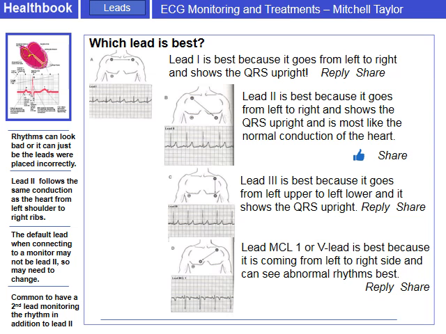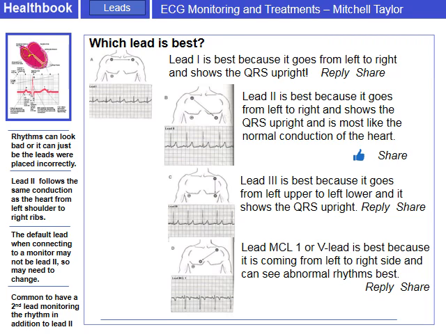Okay, which lead is best? Lead 1 pops up and says, hey, I'm best because I go from left to right and I show the QRS upright. So in different leads on the monitor, you would choose the dial and you'd say dial over to lead 1, lead 2, lead 3, MCL1, patches, paddles, whatever. It will default to paddles when you first come on unless the patches are plugged in, then it'll default to patches. And then it'll show up that way.